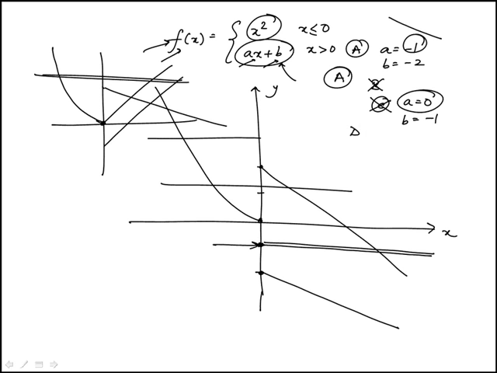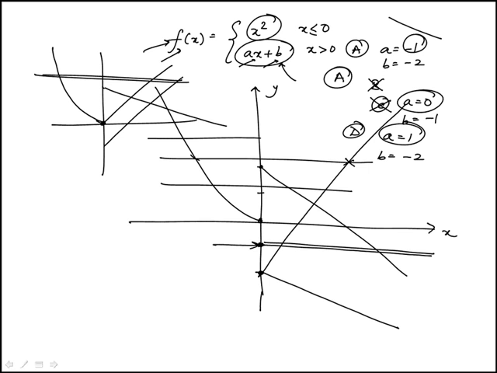So C is out. A is 1, B is -2. So positive slope, y-intercept is -1, so it's going to look something like this. Now again, if you draw a line like this, it intersects the function f at 2 points. We need to have it only intersect once. So D is also out.